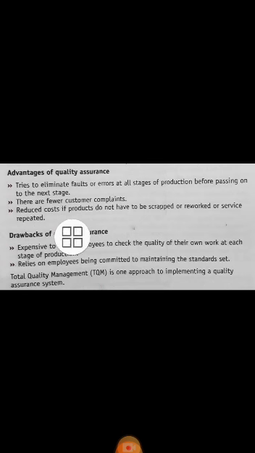There is reduced cost as products do not have to be scrapped or reworked or service repeated. So in case of quality assurance, we guarantee that our products would have zero defects, because if there was a problem with the raw material, at the first level of production, that product would be eliminated from the production process. It will not go to the next stage. And if the problem occurs at the next stage, that product will be removed from the production process and it will not go to the third stage. So it means it assures the guarantee of the quality of the product.